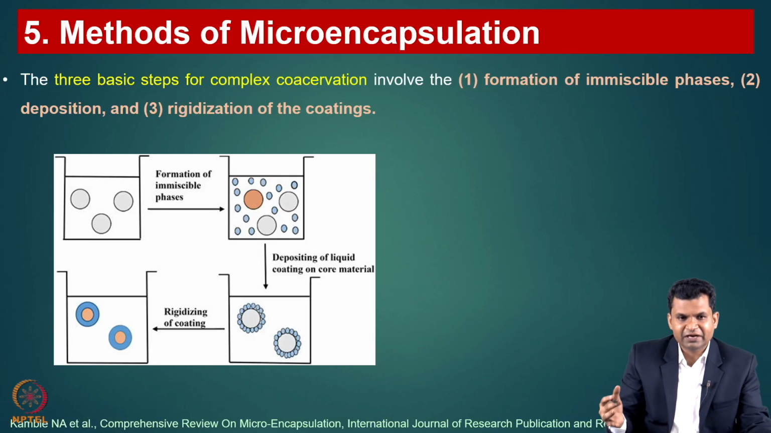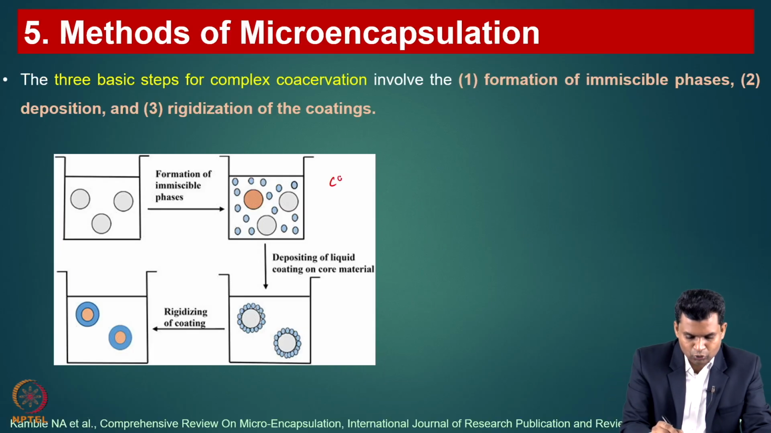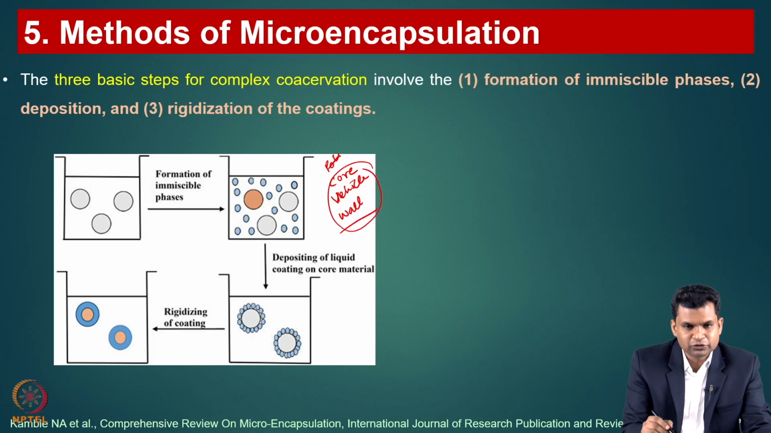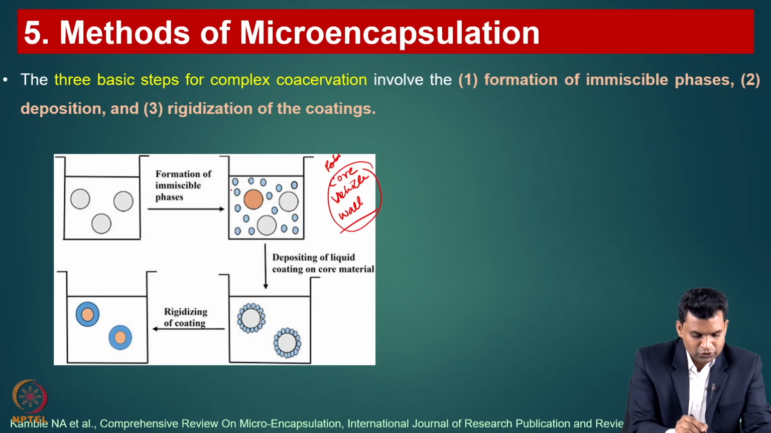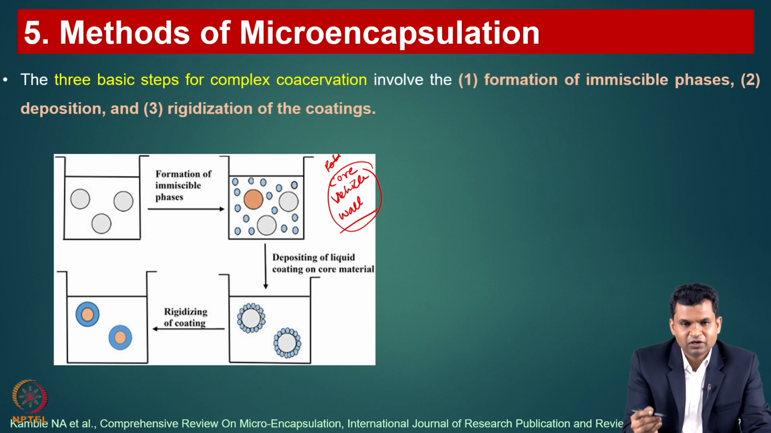Now, here are the various steps involved in complex coacervation. Here we have 3 things. One is your core material, then you have a vehicle, and you have the wall material, that is the polymer. We need to disperse this system, and when you add the opposite polymer system, it will start the phase separation. We will see the separation of the 3 things, and then you will see it once you increase the concentration of one of the materials.